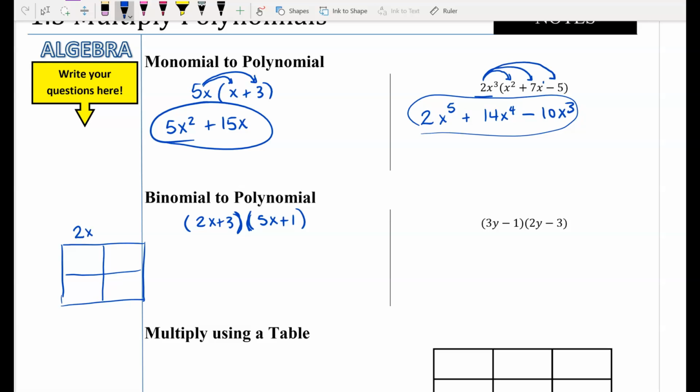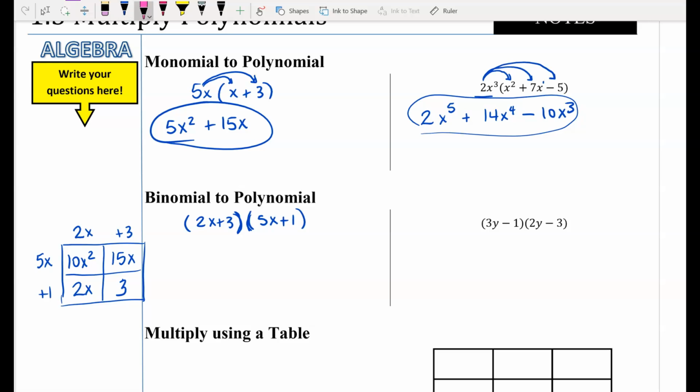So I'm going to put my 2x and my plus 3 on each column and my 5x plus 1 down the side. Now you could switch the order of that because multiplication is commutative, so we can change that order. Now we're going to multiply what's on the outside and fill in the box. 2x times 5x is 10x squared. 3 times 5x is 15x. 2x times 1 is 2x. And 3 times 1 is 3.